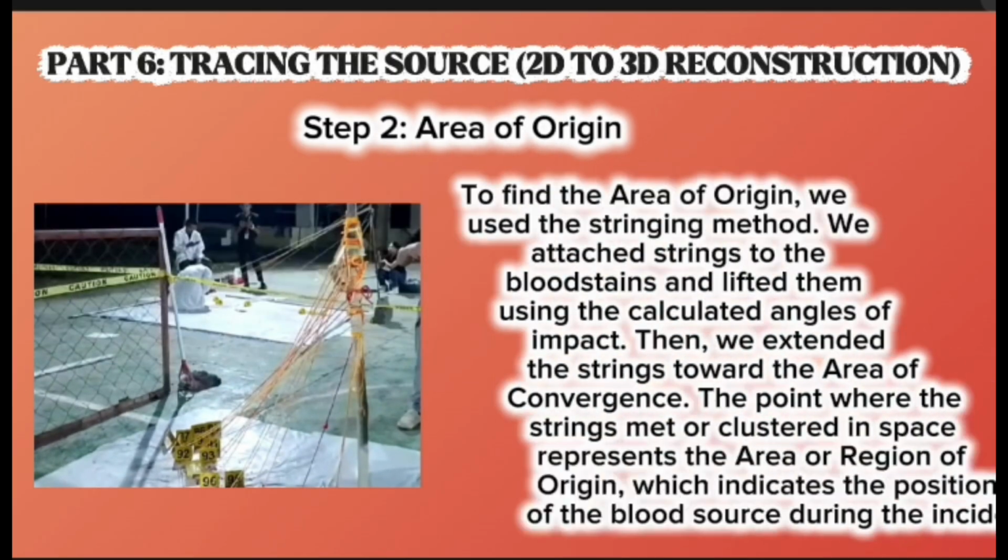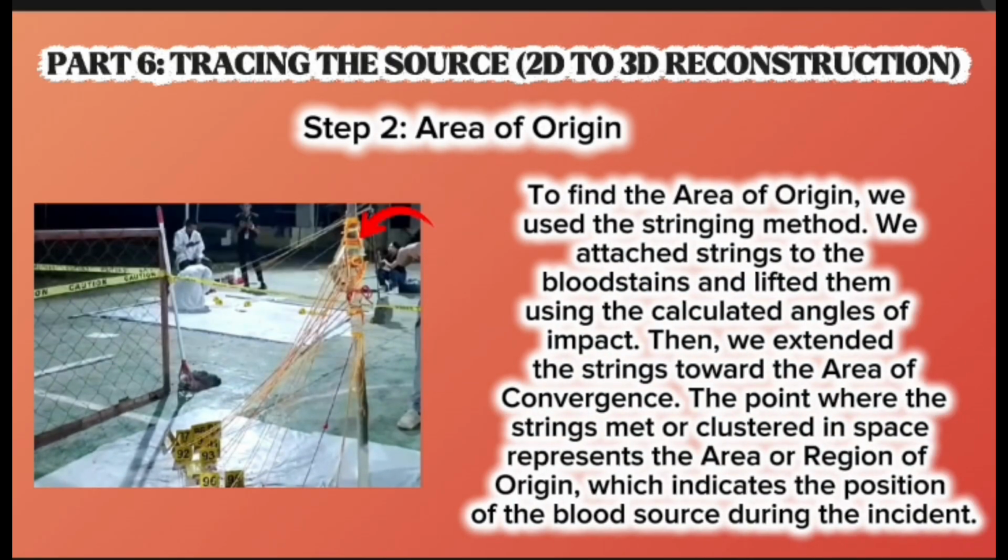Step 2. Area of origin. To find the area of origin, we used the stringing method. We attached strings to the blood stains and lifted them using the calculated angles of impact. Then we extended the strings toward the area of convergence. The point where the strings meet or cluster in space represents the area or region of origin, which indicates the position of the blood source during the incident.